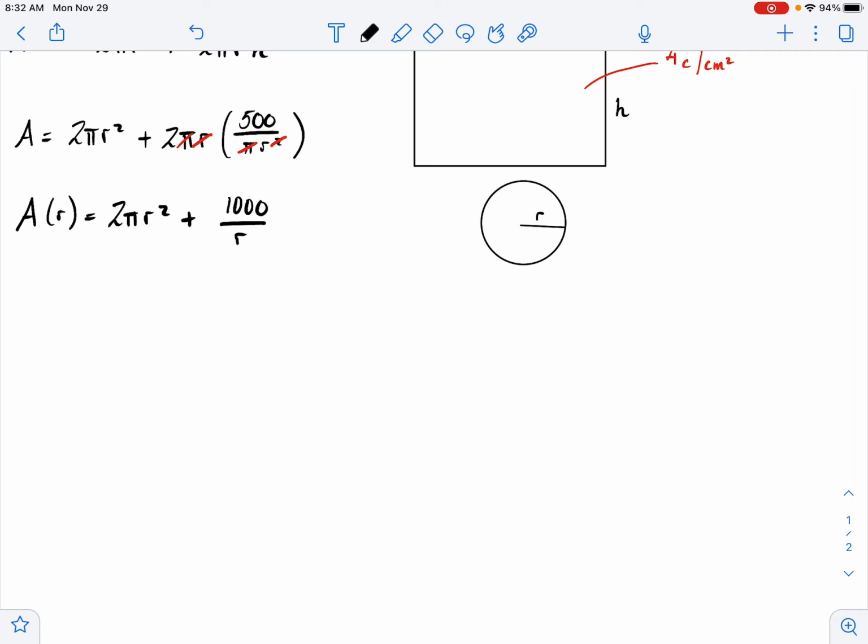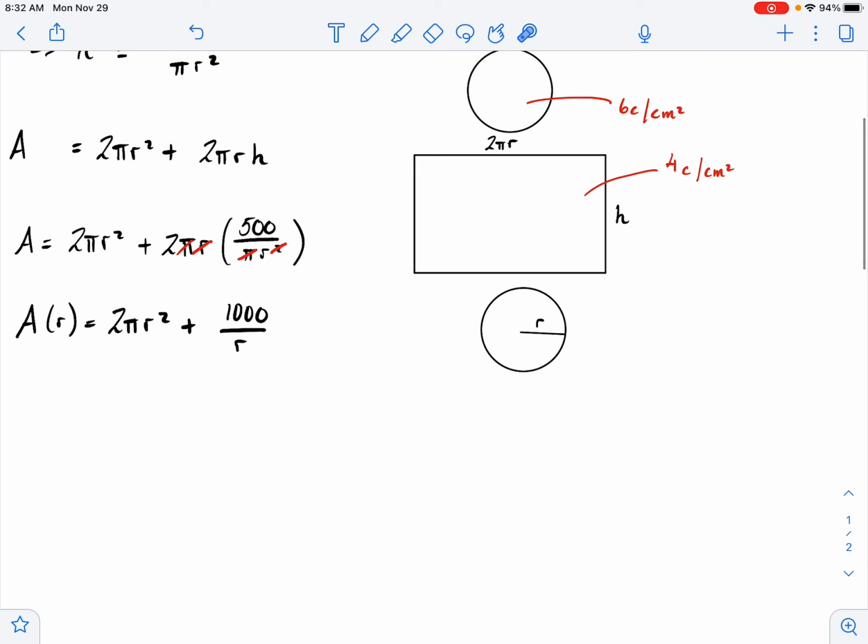The cost is going to be each of these terms times the cost of the material for that given part of the can. So this 2 pi r squared represents the area of the top and the bottom, and each of those costs 6 cents per centimeter squared. So the cost now as a function of r is going to be 2 pi r squared times 6 cents. So I'll put in 0.06. Keep my units in dollars.